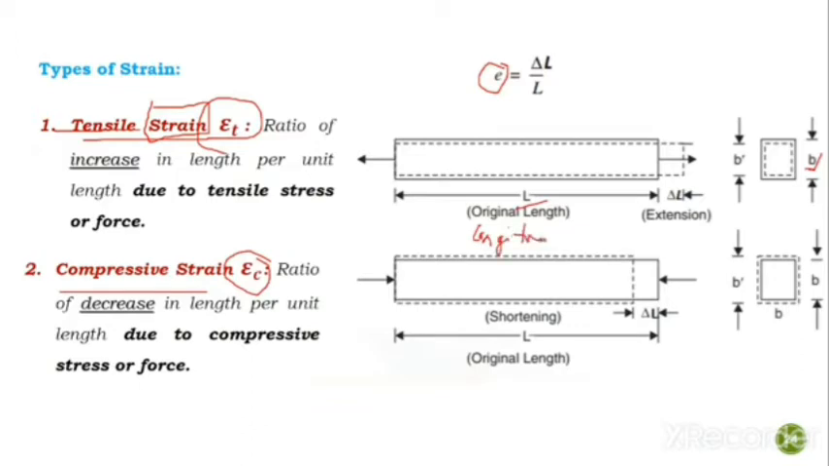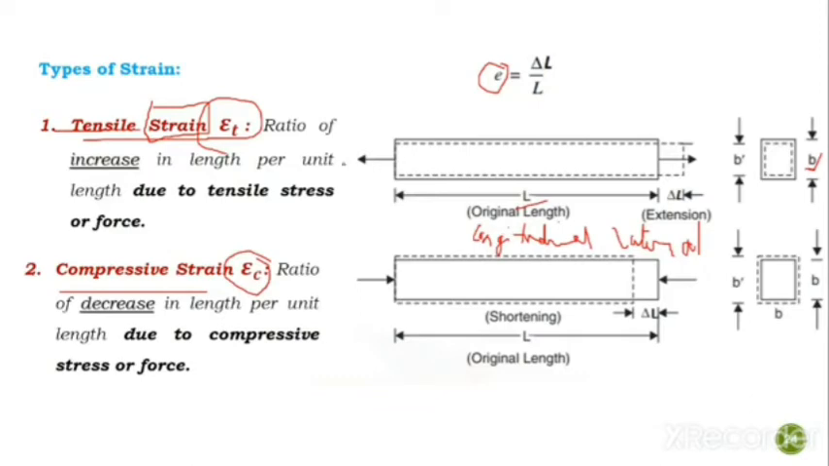Longitudinal, L-O-N-G-I-T-U-D-I-N-A-L. L is the longitudinal dimension, whereas B is the lateral dimension. Okay, you understand? This length is called the longitudinal dimension, and this B is known as the lateral dimension. So what is happening to these two dimensions?